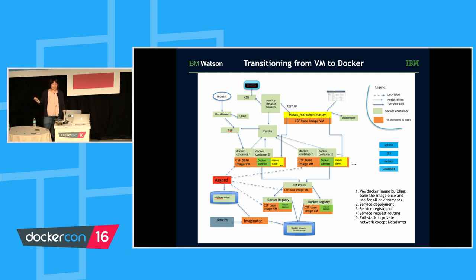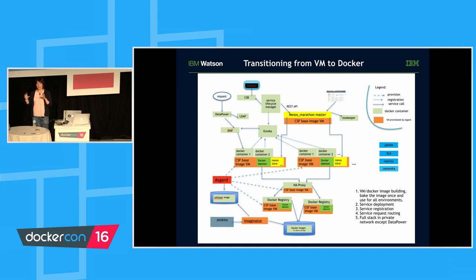And once we have the image, for VM, we use Oscar, which is a tool we got from the Netflix OSS stack that is able to deploy the VM image into the environment. And for Docker, we use Mesos Marathon today. So once the service is up, because we already have the client running inside the Docker container, the service will automatically register into Eureka.